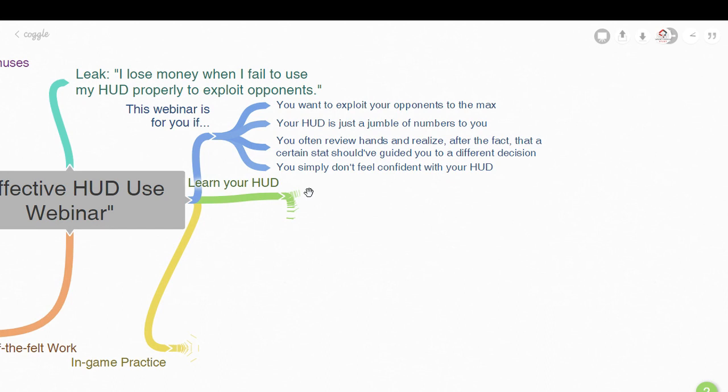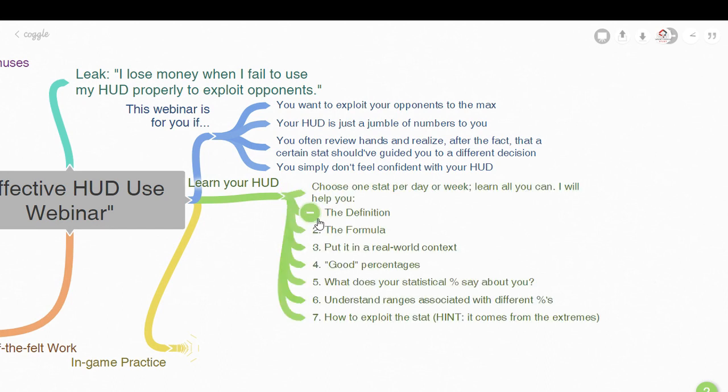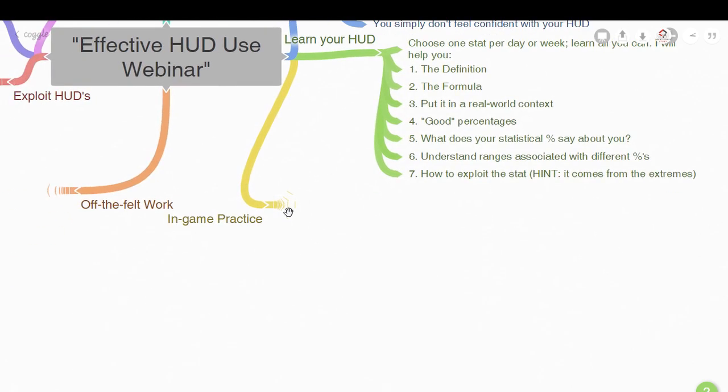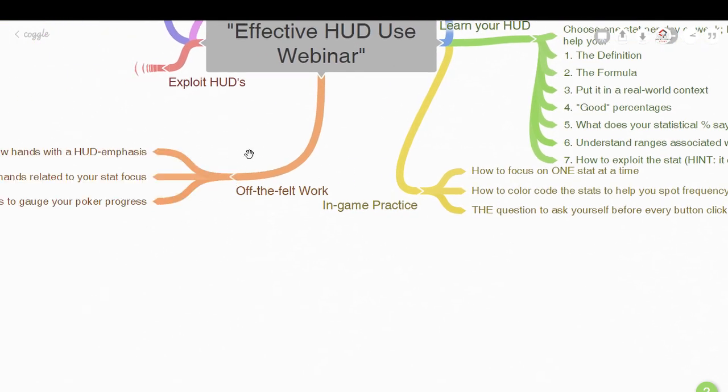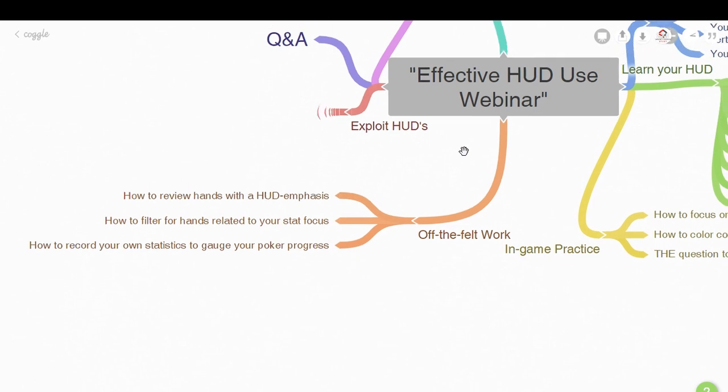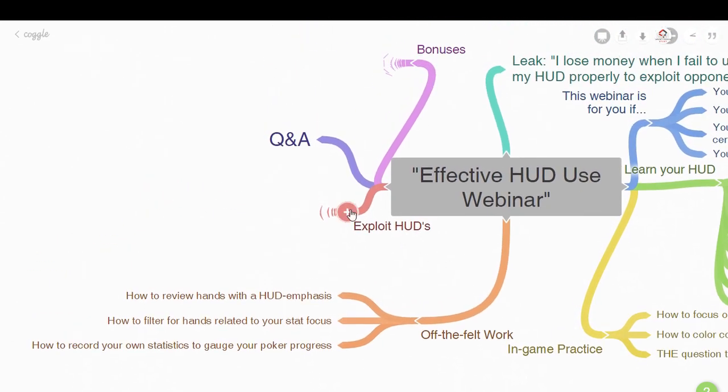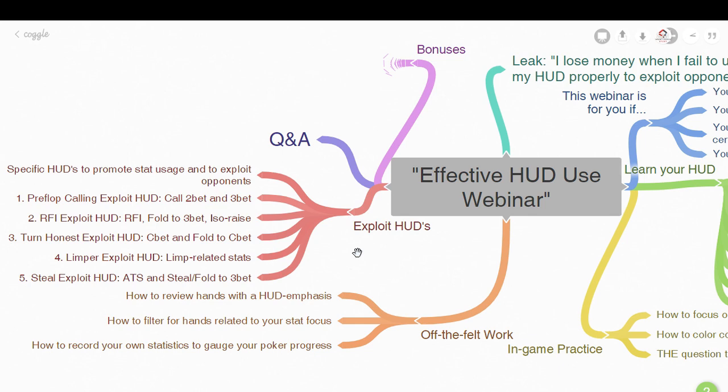The first thing I'm going to teach you is how to learn your HUD. I'm going to teach you 7 different factors that you need to know about every single HUD, because it's critical that you learn as much as you can about each statistic so you can utilize it to exploit your opponents. I'm going to give you quite a few different in-game practices as well as off-the-felt ways to practice your HUD use. And then, this is the best part of the webinar, I'm going to give you 5 different exploit HUDs. These are specific HUDs that promote stat usage and promote specific exploits on your opponents. So there are the 5 different exploit HUDs I'm giving you.